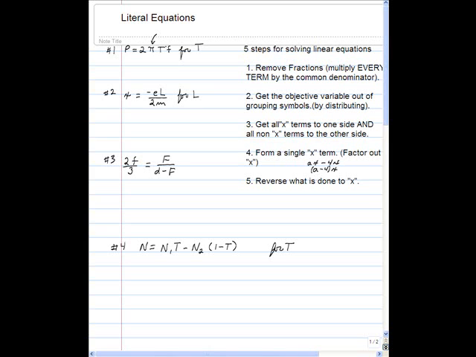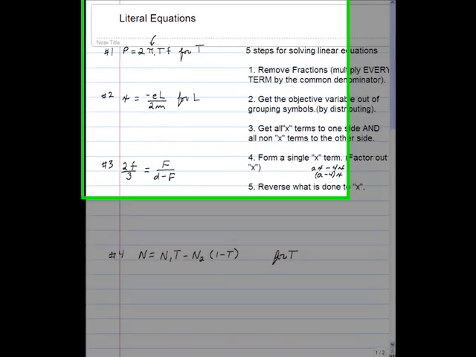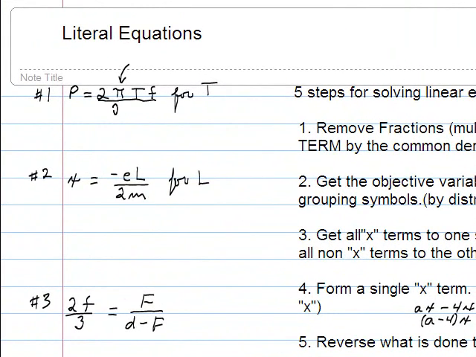All I have to do is step 5, reverse what is done to T. Well, let's think about what's done to T. This is all multiplication, so the 2, the pi, and the f are all multiplying T. So if I want to reverse that, I'll just divide by the 2, the pi, and the f. But I have to do it on both sides. The 2's cancel, the pi's cancel, the f's cancel, and I end up with t equals p over 2 pi f, and we've solved the first problem. Let's go on to the second problem.